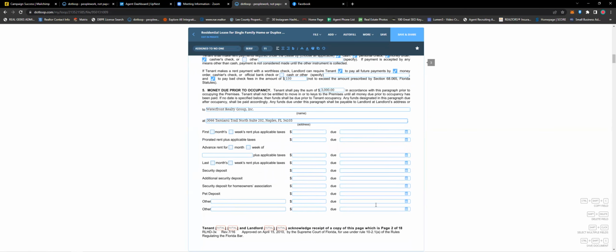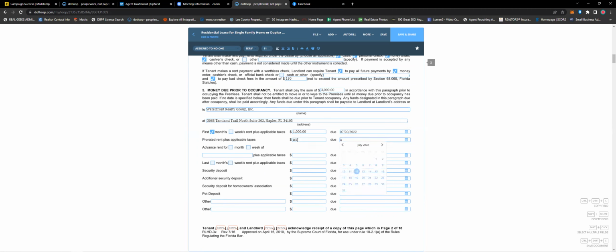And it asks, what are they paying? We're paying the first month's rent, $1,000. Now, all this money must be due prior to the occupancy of the property. So we want this money no later than 2 weeks prior to the rental starting. So let's put the 20th of July. There's prorated rent, which I don't have.